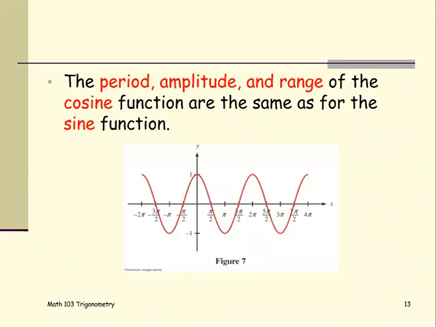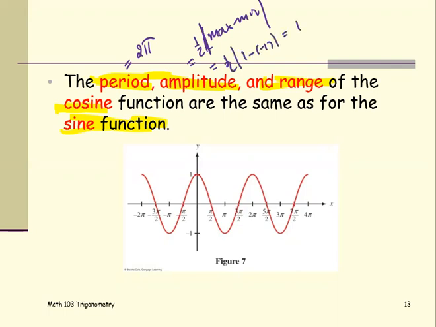To summarize, the period, amplitude, and range of the cosine function are the same as the sine function, where the period is 2 pi. The amplitude, which is half of the absolute value of the max minus min, comes out to be 1/2 times the absolute value of 1 minus negative 1, and the value of the amplitude is 1, the same as the amplitude of the sine function. And the range is the interval from the lowest function value, which is negative 1, to the highest, which is positive 1.